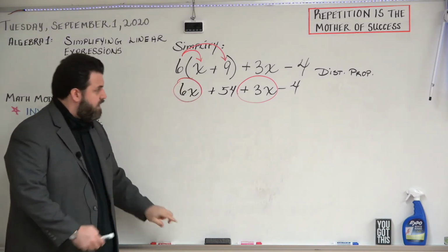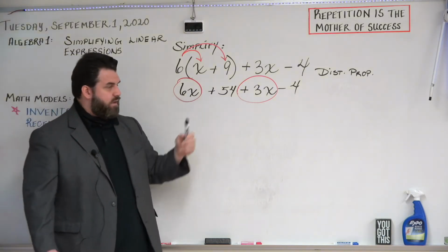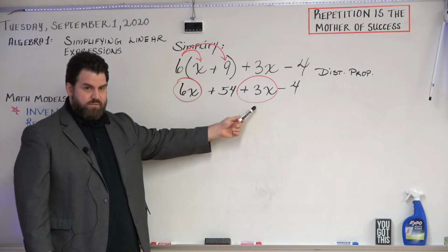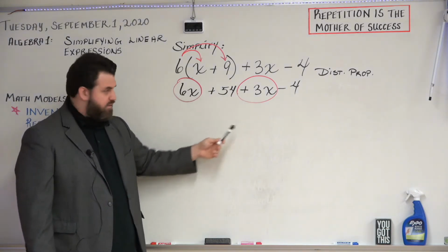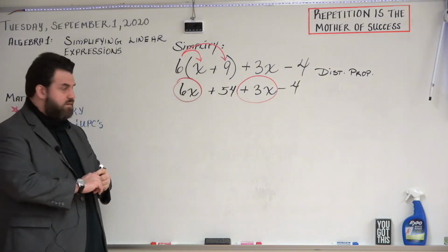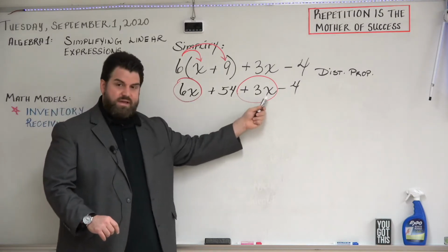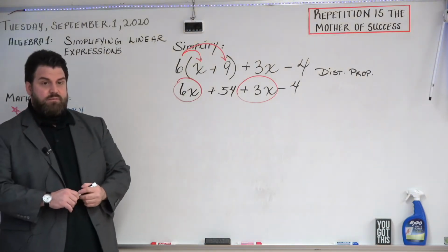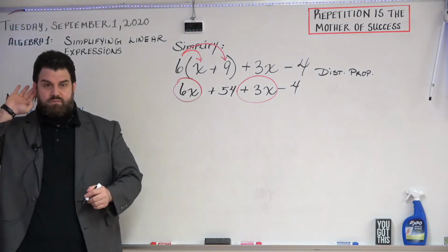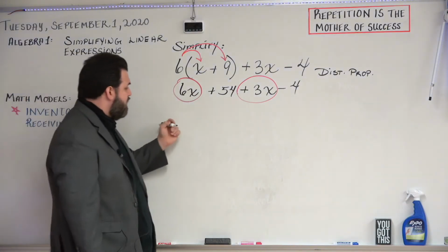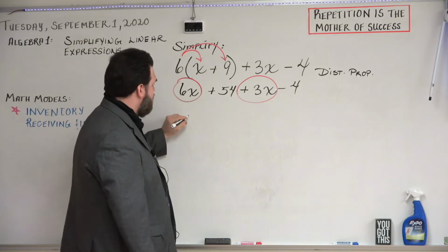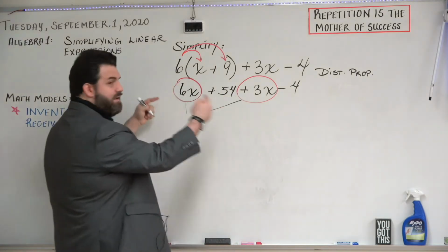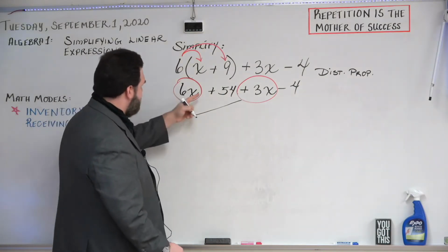Now, when we see these two, it's like, oh, these are like animals of the same species. They can combine. So let's do that. What is 6x plus 3x? Remember, just add the leading coefficients, put the x. 9x. Okay. So down here, these combine together to give you 6x plus 3x.